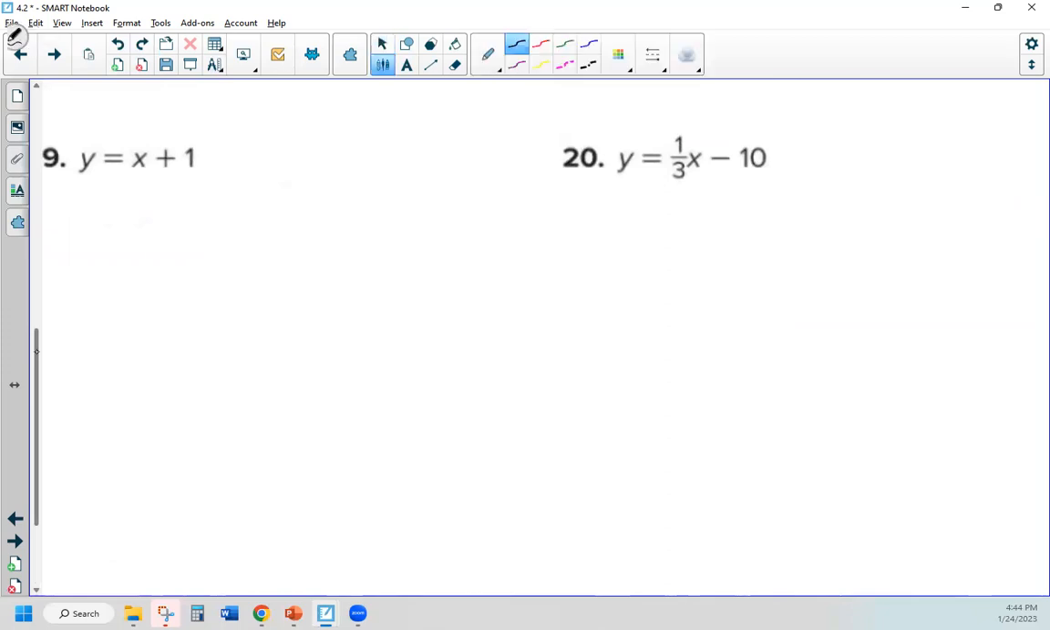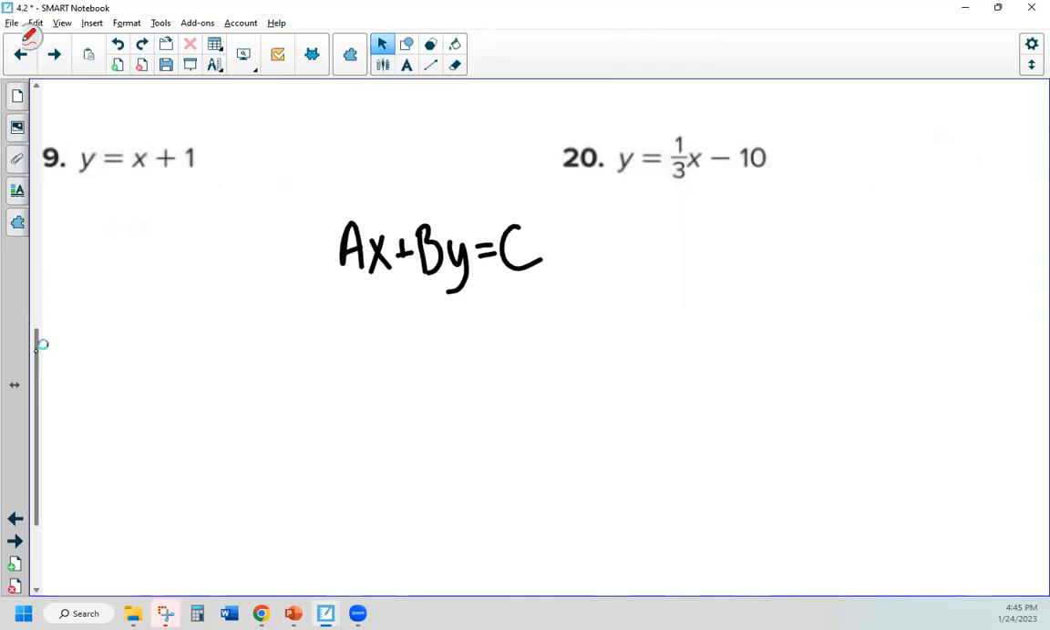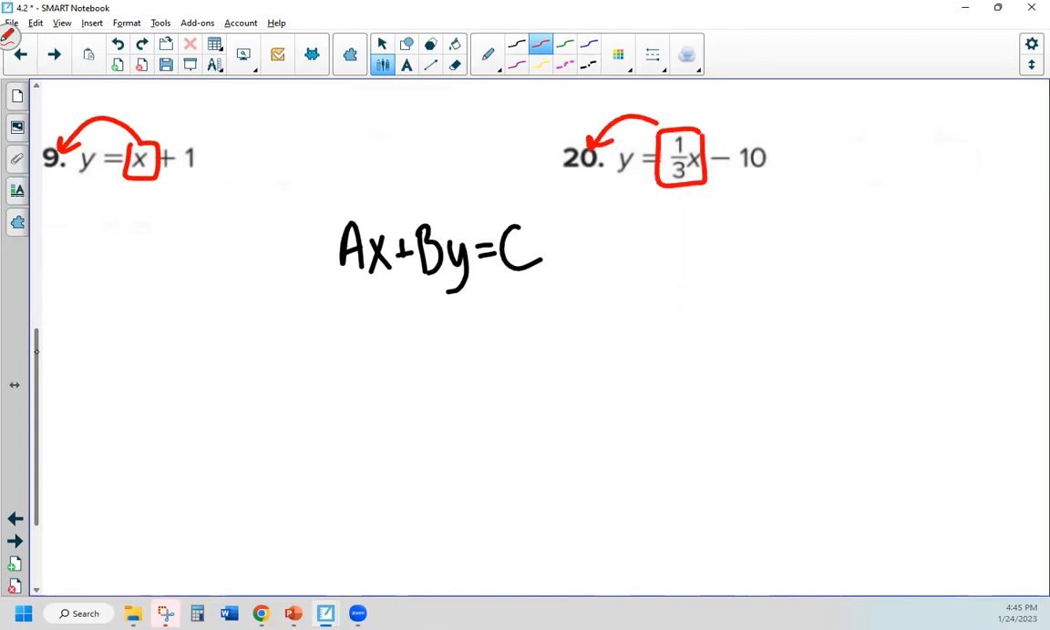All right, number 9 and number 10, 19 and 20. Whoops, that's cut off there. For 19 and 20, hopefully you guys can agree with me that if we want to put it in the ax plus by equals c format, pretty much just look at where your x is located. We need to get it in front of y.